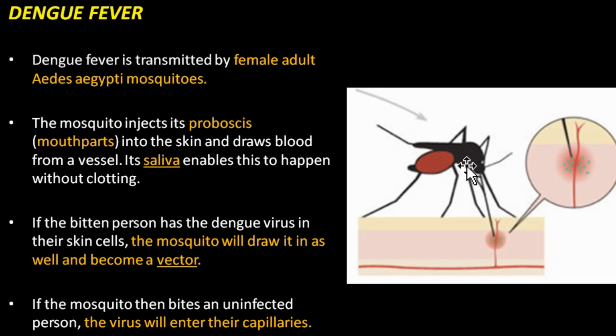So how this happens is that the mosquito would inject its mouth parts or its proboscis into the skin of an infected person, and they would draw the infected blood from a vessel that would contain the dengue virus. The mosquito would secrete saliva that would enable this to happen without clotting. So if the bitten person has the dengue virus, the mosquito is going to draw it in and become a vector. So if the mosquito then bites an uninfected person, it's going to secrete the saliva, and that saliva is going to have the dengue virus in it, and it's going to inject the mouth parts, and the virus is going to enter the person's capillaries as a result. So the mosquito has transmitted the virus from one person to another person.